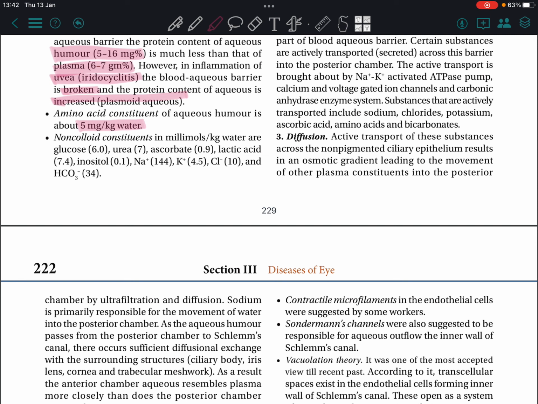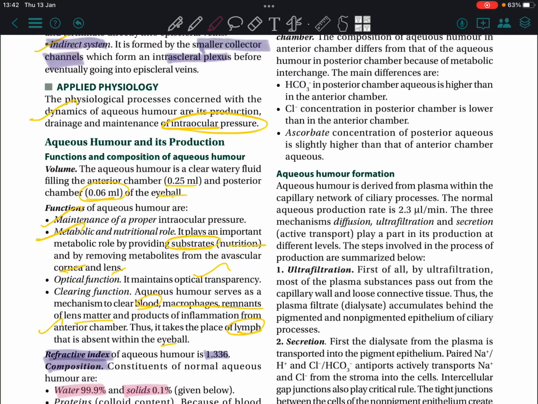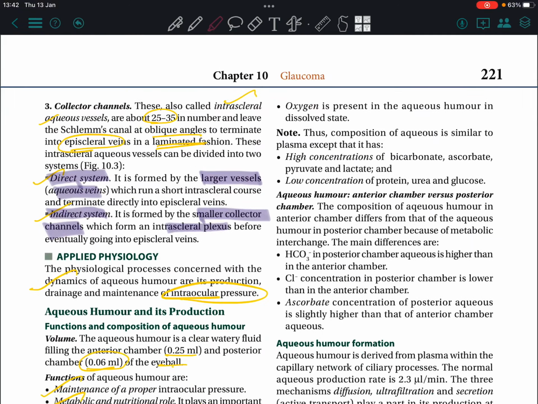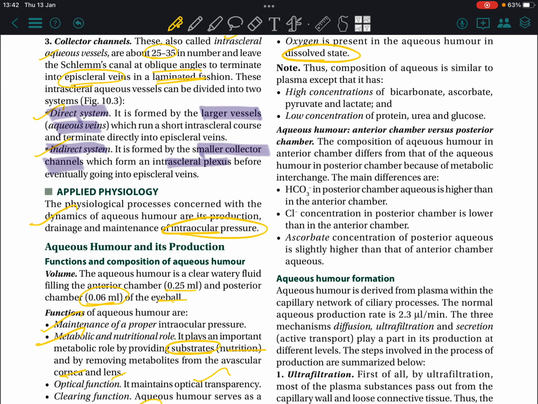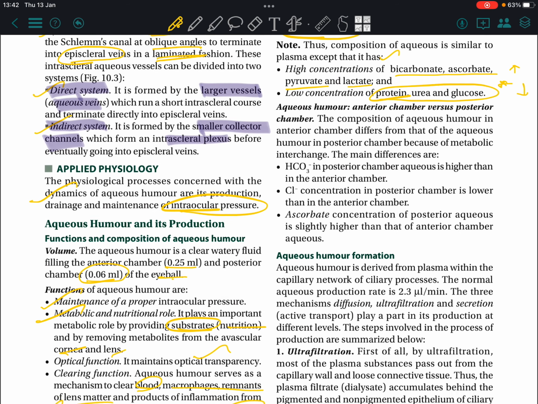Non-polar constituents, in millimoles per kg water, are glucose, urea, ascorbate, lactic acid, inositol, and Na+ 144, K+ 4.5, chloride 10, and bicarbonate 34. Oxygen is present in aqueous humor in a dissolved state. Thus, the composition of aqueous is similar to plasma except that it has high concentrations of bicarbonate, ascorbic acid, pyruvate, and lactate, and low concentrations of protein, urea, and glucose.